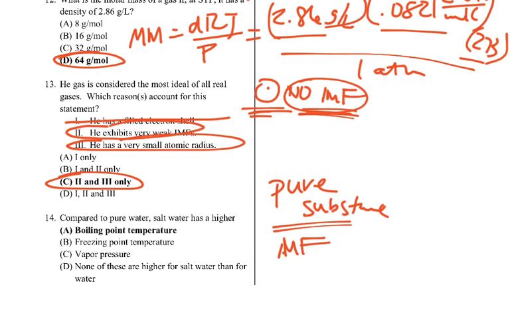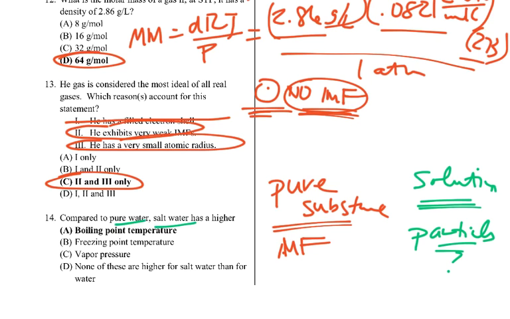But if we see that we're talking about solutions, and that's what we're doing here. We're talking about pure water, so there's no solute in there, versus salt water. If you're talking about solutions, then you're talking about how many particles are in that solution. The more particles, the higher the boiling point goes, the lower the freezing point goes. So salt water, because it has particles in there, is going to raise the boiling point. So salt water has a higher boiling temperature than pure water.